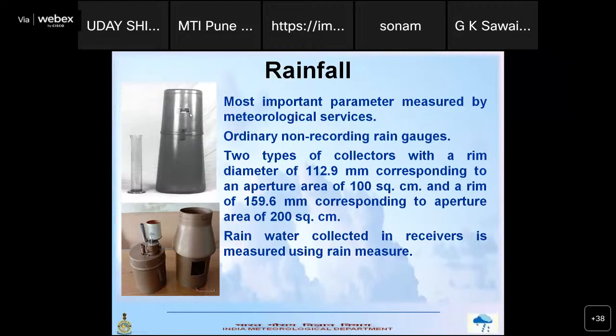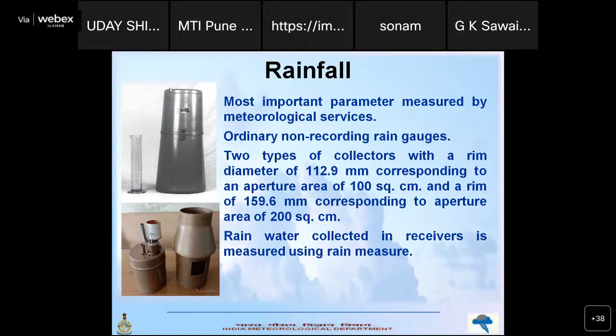Generally we measure the rainfall over 24 hours, meaning 3 GMT to 3 GMT. 3 GMT means 8:30 a.m. in the morning. The observer will come to the observatory and take out this jar. Whatever rainfall is collected in the jar, he will pour into this simple glass, take the reading of the rain, and report the exact reading in the format.